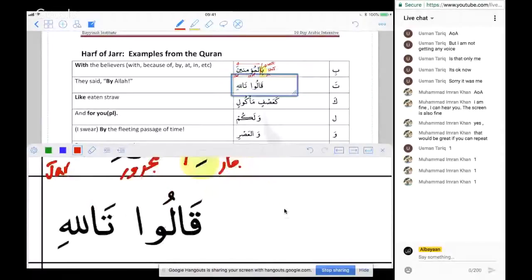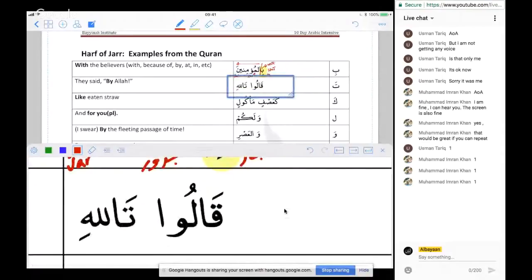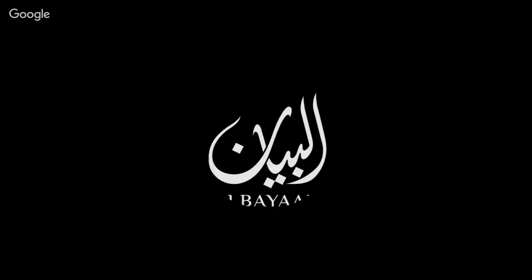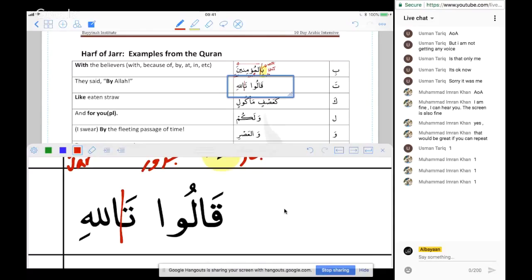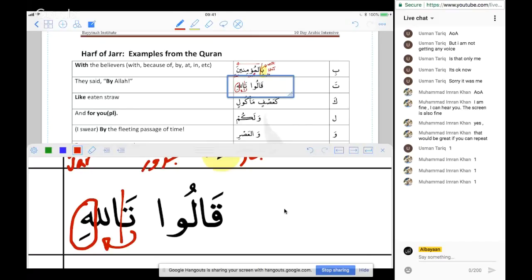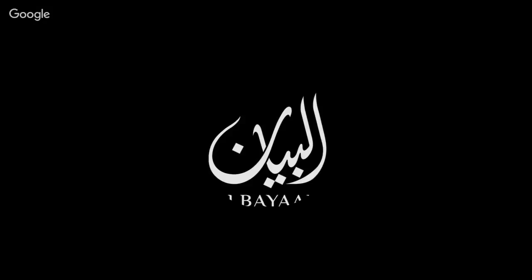Now let's look at this one. Qalu tallahi. When I look at qalu and tallahi, I know there is a harf of jar here, which is ta. This means swear. By Allah. We see that the word Allahi is in jar state, and that is because of the ta before it. They said by Allah.